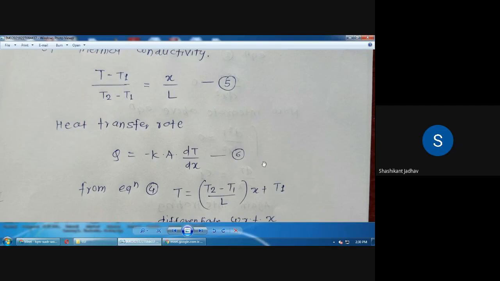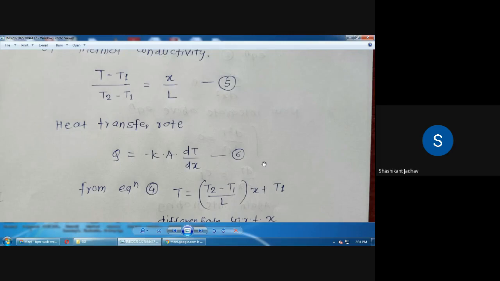Do the calculation by yourself and tell me the final equation for Q. What is equation 4? T is equal to (T2 minus T1) divided by L, into X, plus T1. We have to take the derivative of this equation, and whatever value we get, that is dT by dx. Put that value of dT by dx into equation number 6, and then we get the value of Q.